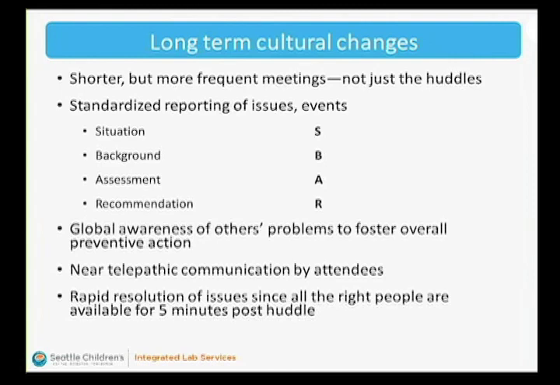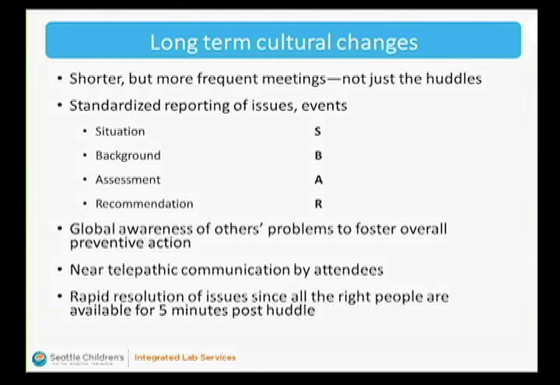There are some long-term cultural changes that we've seen. First of all, the Huddle is a shorter meeting, but we found that other meetings have become shorter and more frequent, and we have very few hour-long meetings now. There is a standardized reporting of issues and events using an SBAR motif. We actually have a global awareness of everybody's problem in the laboratory, and we can learn from those problems and look for where that situation could occur in our own sections. So there's an overall emphasis now on preventive action.